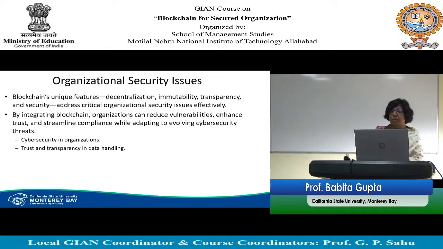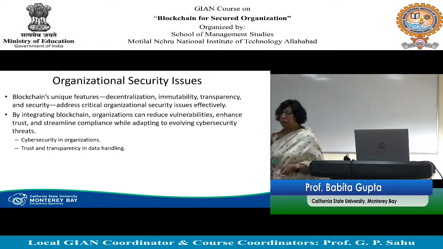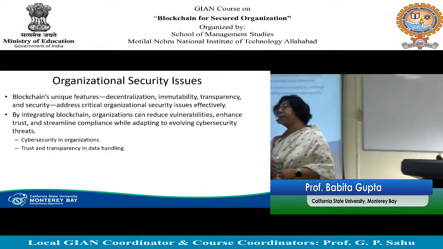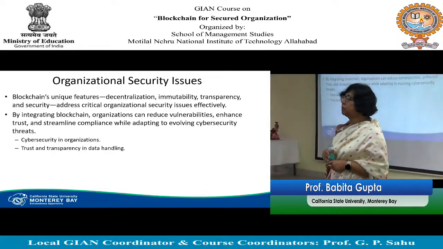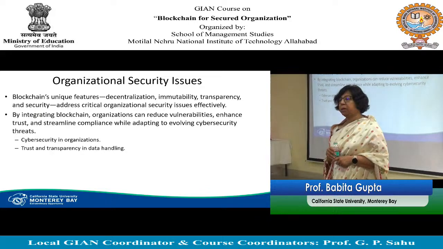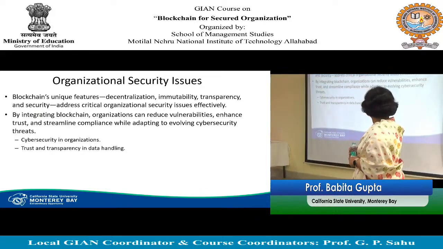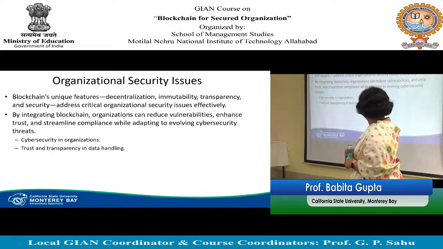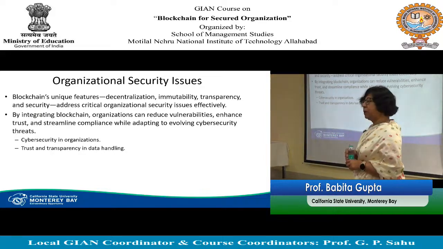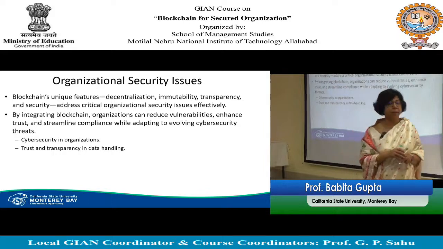So decentralization, immutability, transparency, and security. These are the 4 pillars that we talked about of blockchain, and that's what makes it more attractive for organizations to adopt blockchain to deal with their security issues. So more cybersecurity and more trust and transparency.